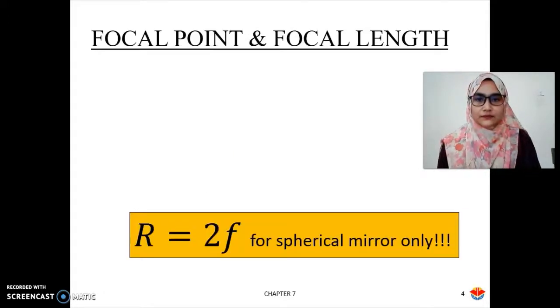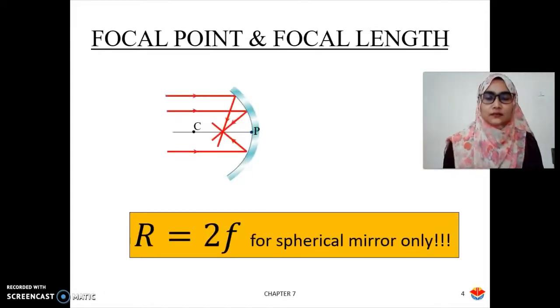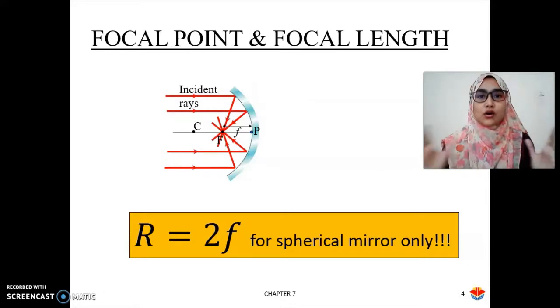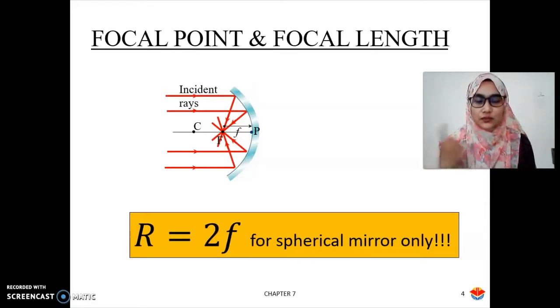Now there's an important term for spherical mirror called focal point. Every mirror has its own focal point. Focal point is actually where all the light converge or diverge to. This is a point where it focuses, that's why I call it focal point. Focal point is actually a point in the middle between C and P. Please check what C is, what P is.